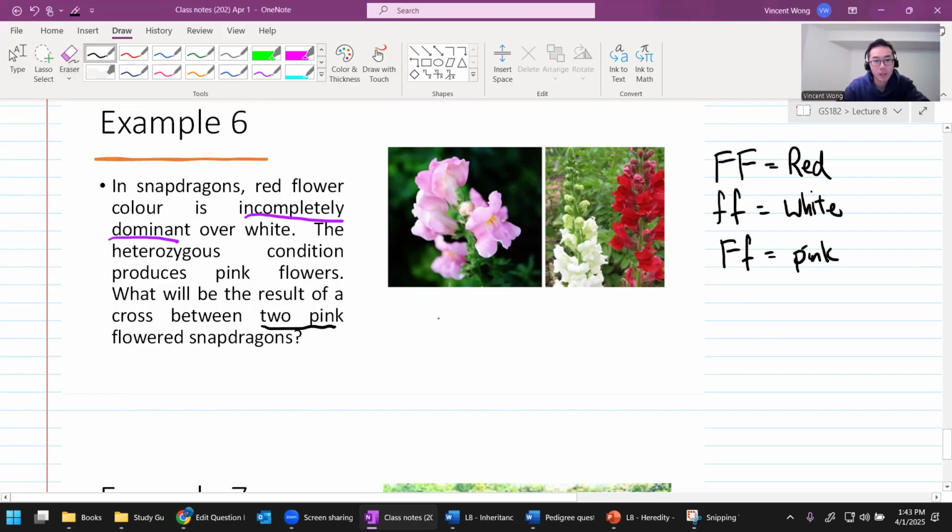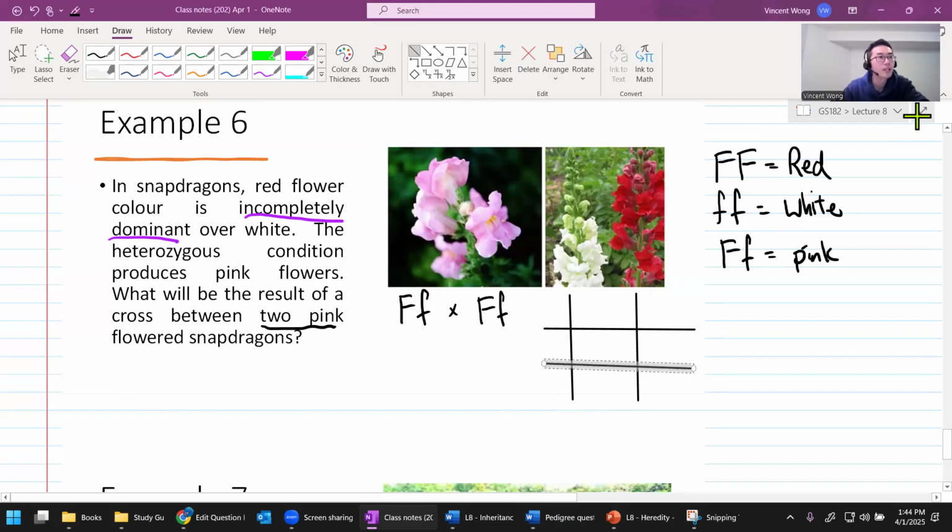So we're going to cross two pink flowers, which will be like this. Okay. So go ahead, do the Punnett square. You do it the exact same way as before, okay? But you interpret the results differently. So I'll give you a moment to fill that in, please.